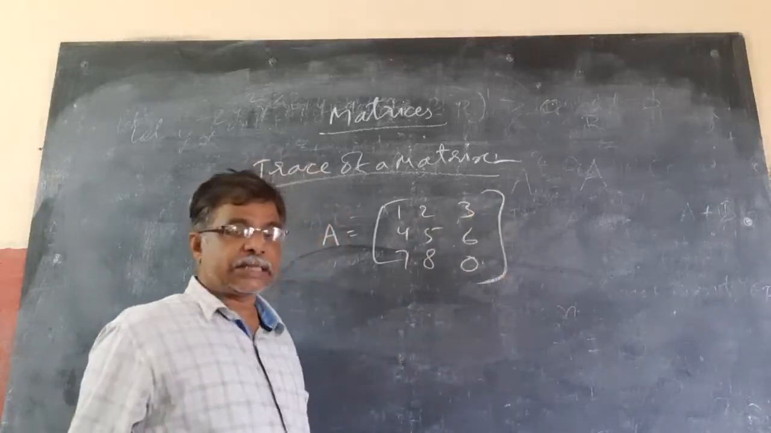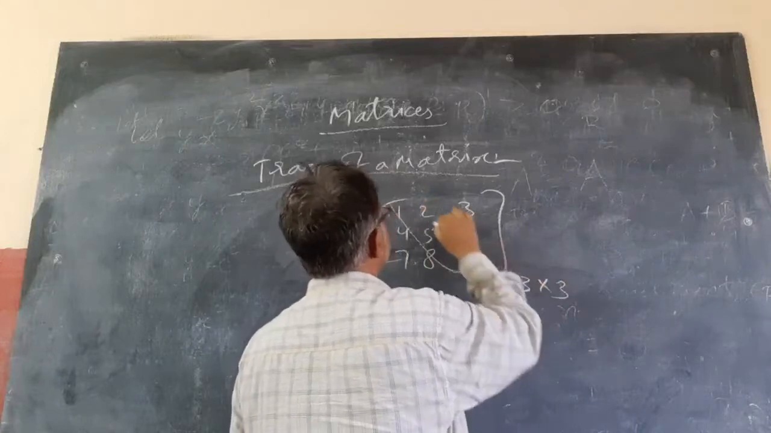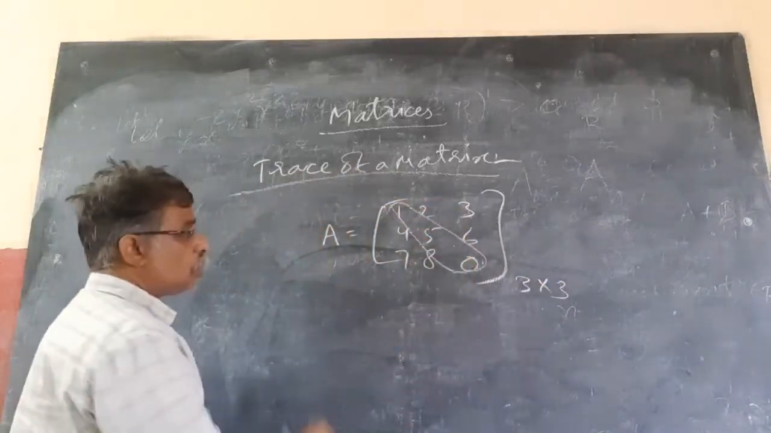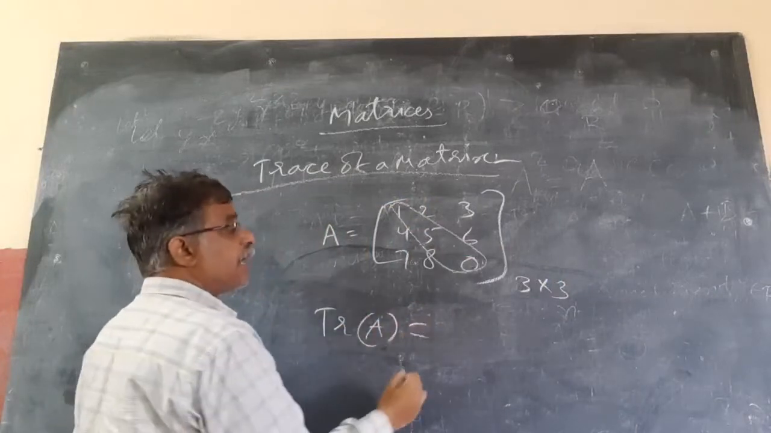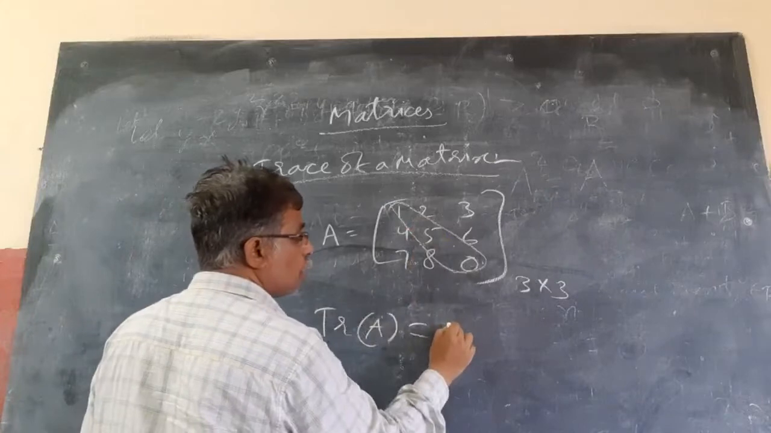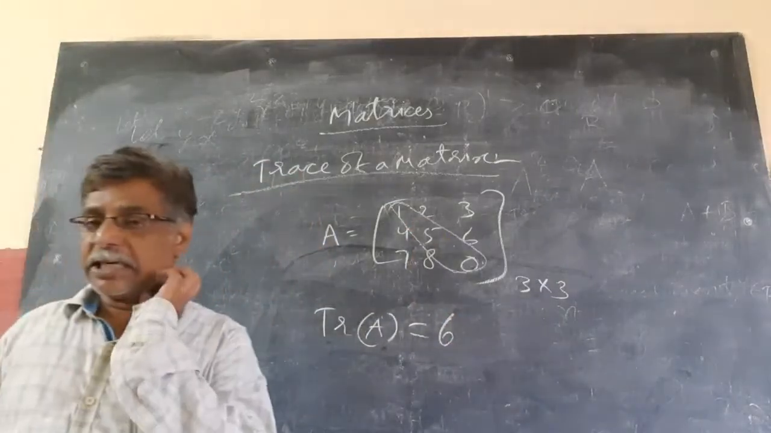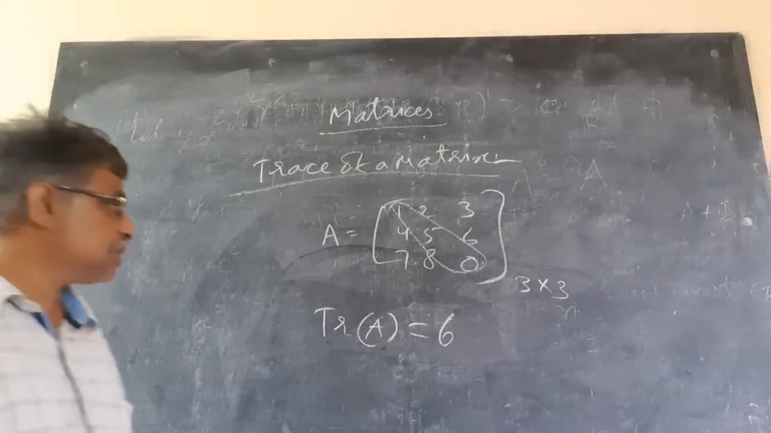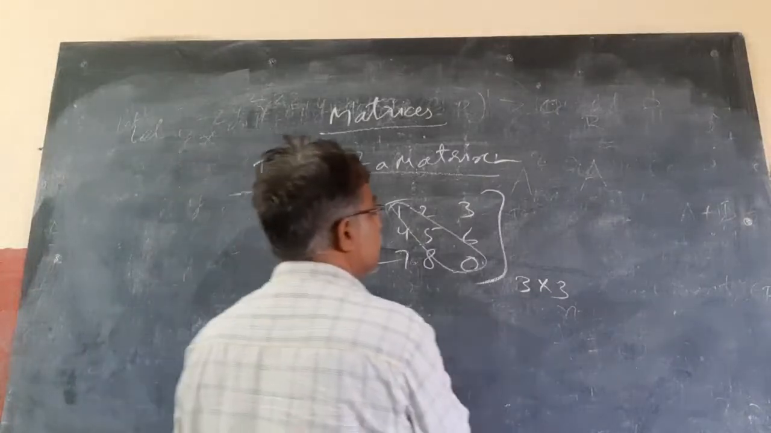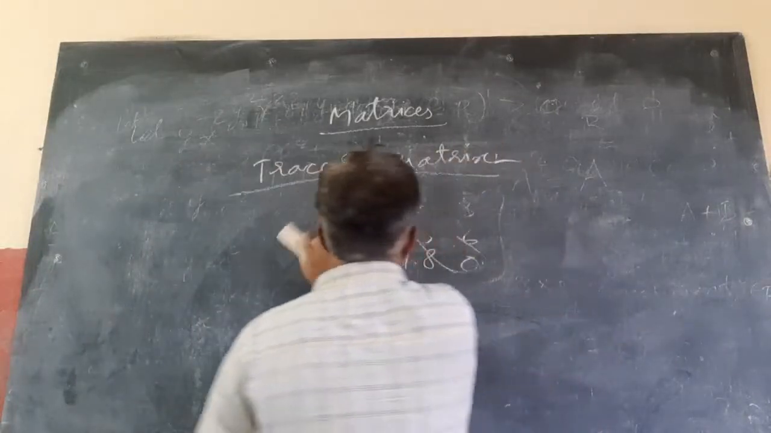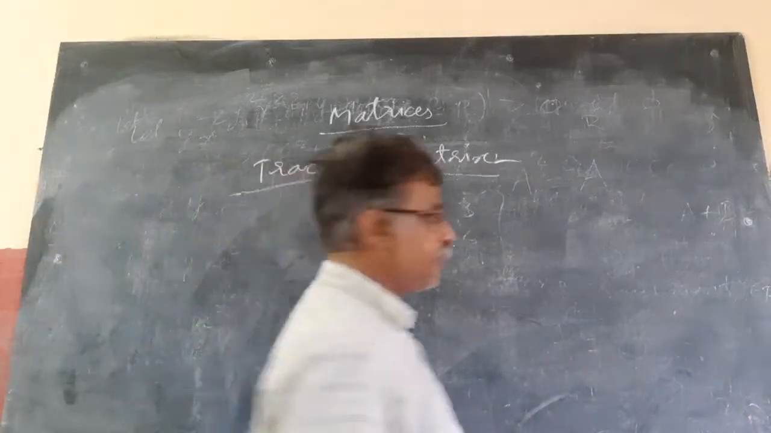This is a square matrix, a part of the matrix. Then the sum of elements of the principal diagonal means 1 plus 5 plus 0. So trace of A equals 1 plus 5 plus 0, how much? 6. So 6 is the trace of the matrix. The sum of elements in the principal diagonal is called the trace of a matrix.